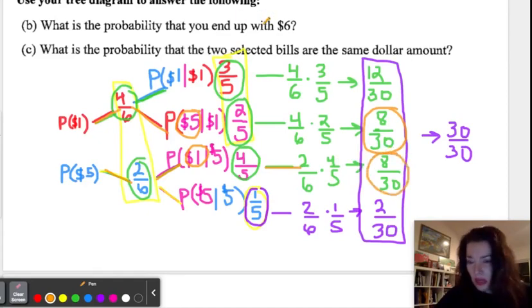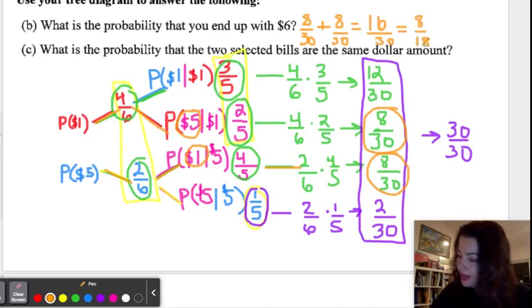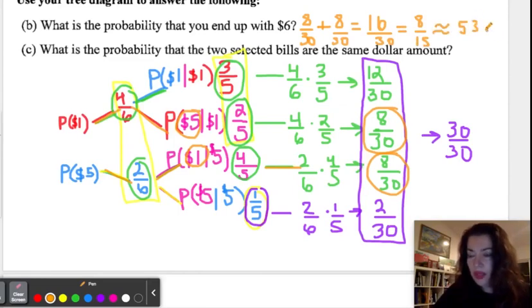The probability that you end up with $6 is just 8 out of 30 plus 8 out of 30, because there's two ways that could happen. You could pick $1 first and then $5 second, or you could pick $5 first and $1 second. So that would give us 16 out of 30, and that reduces to 8 out of 15. And if you calculate that on a calculator, 8 out of 15 is approximately 53.3%.